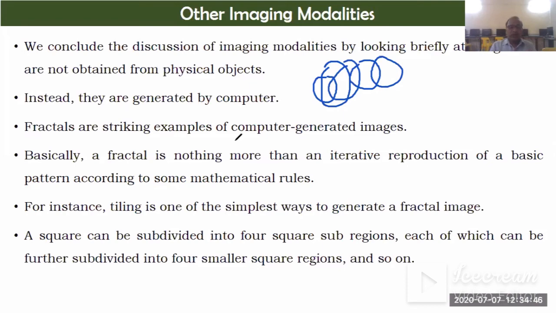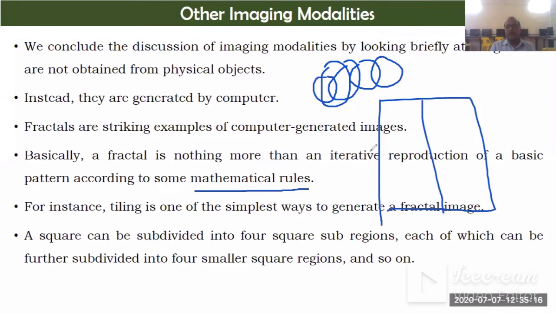So according to some mathematical techniques or mathematical rules we can create the objects. Okay, so we can create the image. Tiling is one of the simplest ways to generate a fractal image. A square can be subdivided into 4 squares, each of which can be further subdivided into 4 smaller square regions, and so on. This is another example. But suppose I take an image like this, so I have to draw one square. Then again I have to divide this into 4 parts. Then each part will be divided into 4 parts.